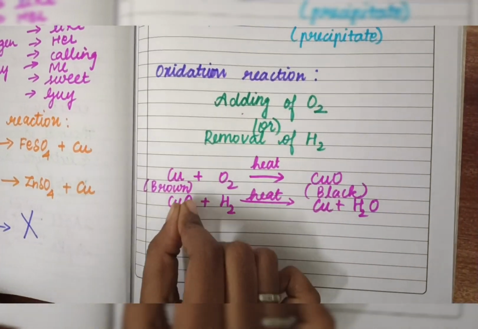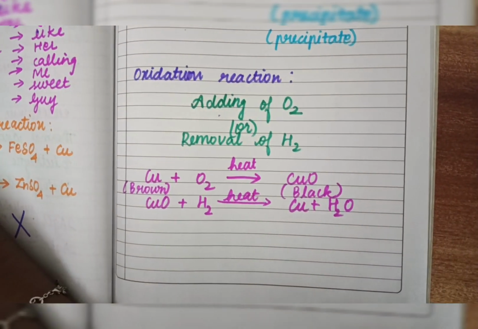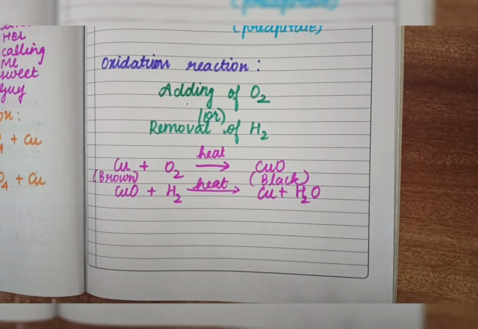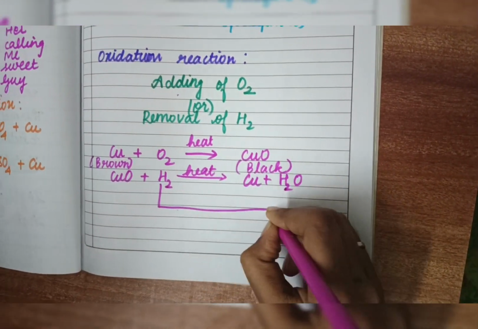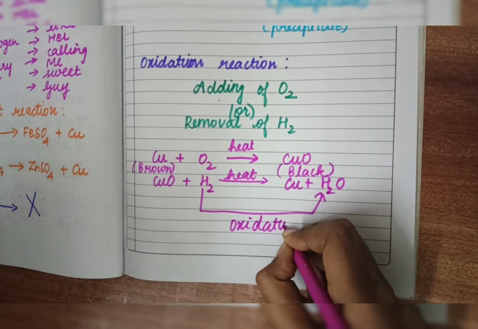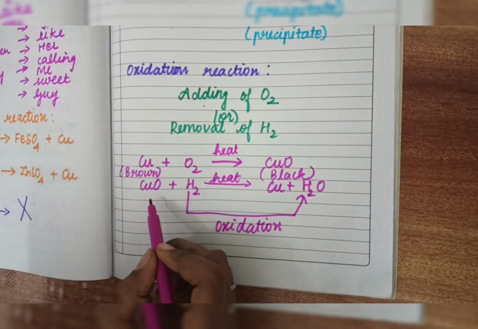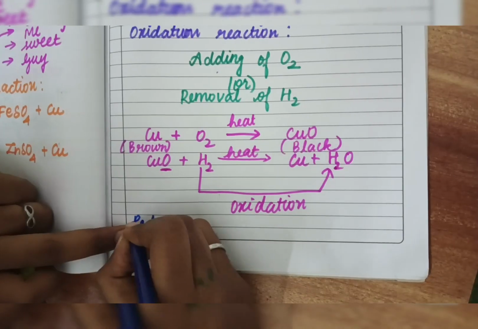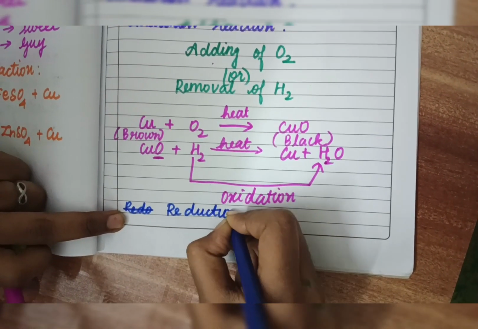When this copper oxide is heated with hydrogen gas, we get copper and H2O. Here hydrogen is removed and it turns into water. This removal of hydrogen shows that there is oxidation reaction. But there is also a twist. The oxygen here is also removed. This shows that there is a reduction reaction also taken place.